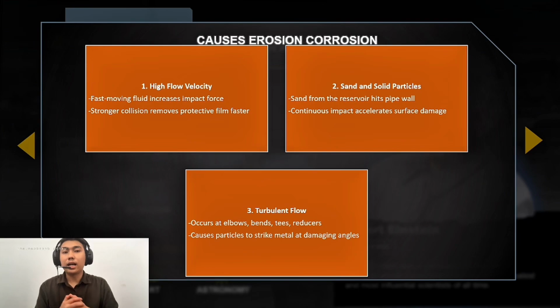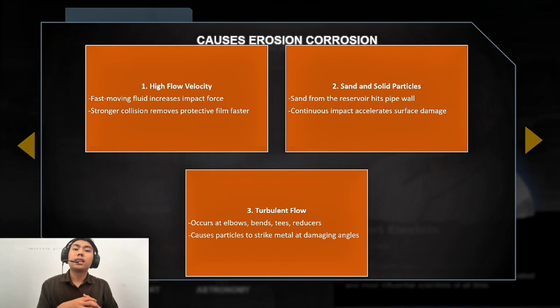So next, these are three main causes of erosion corrosion. So first, high flow velocity. When the fluid moves very fast, the particles hit the pipe wall harder and remove the protective layer quicker. So the second one is sand and solid particles. Sand from the reservoir keeps hitting the pipe wall and causes continuous surface damage.